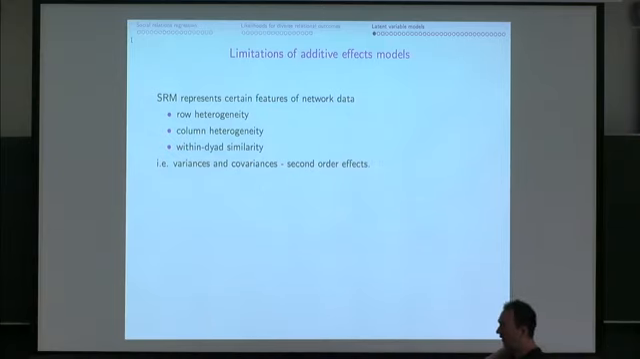Okay, now for the last bit of the talk. Up till now, I've just been talking about a very simplistic model for representing dependencies in network data. It's like a standard random effects type of approach. We've just been modeling row heterogeneity, column heterogeneity, and within-dyad similarity, in other words covariances and correlations, so second order moments in a sense. I showed you with some histograms and posterior predictive fits how the social relations model can represent those features of the data.